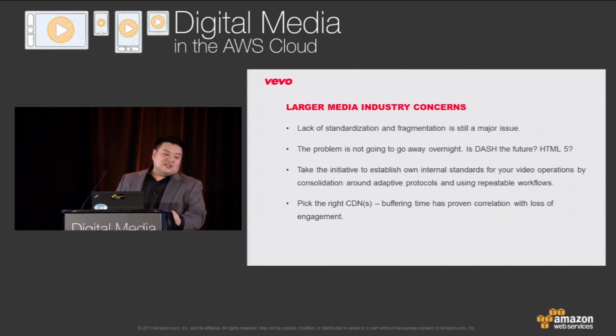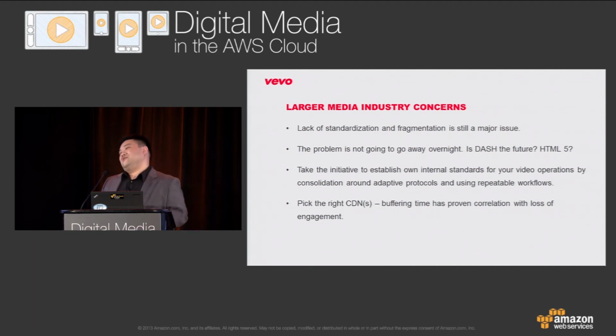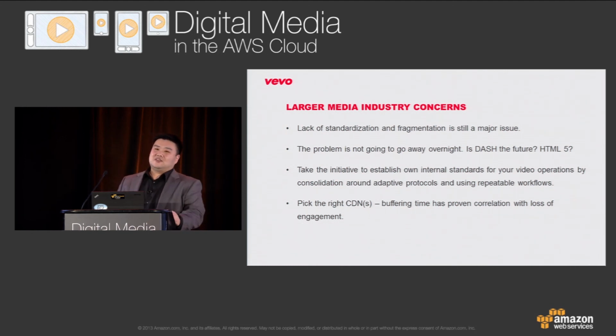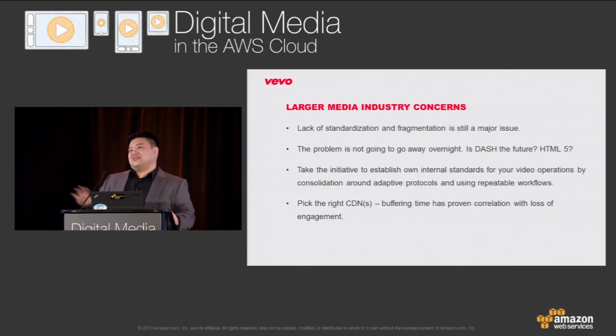And last but not least, it's very important to pick the right CDN because we've seen such a strong correlation with buffering and loss of user engagement. Nowadays, people are not willing to wait for video to start. You go on a site, the video doesn't start within a second, and you're going to go search for it somewhere else. So these are all things to keep in mind when you're thinking about video streaming in this type of environment and the type of reach for the audience that you're trying to get.